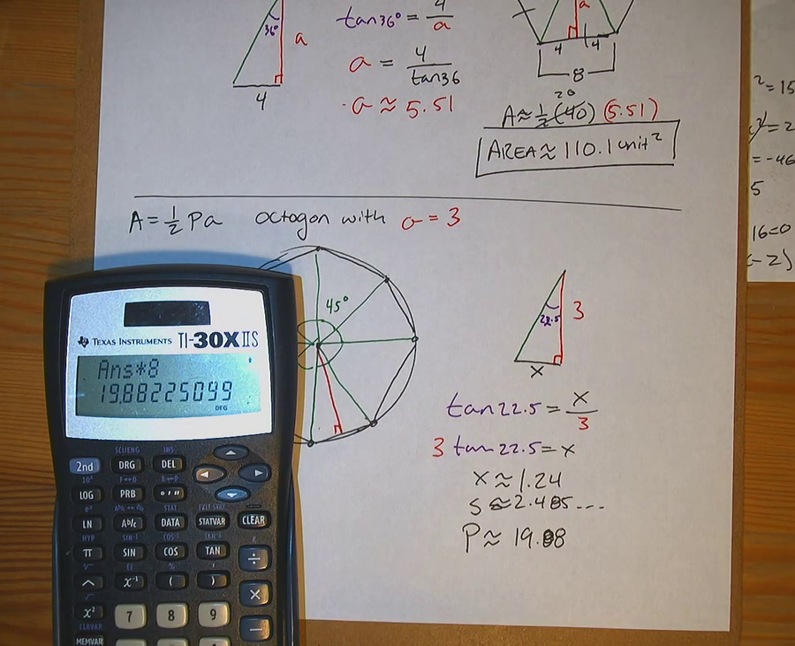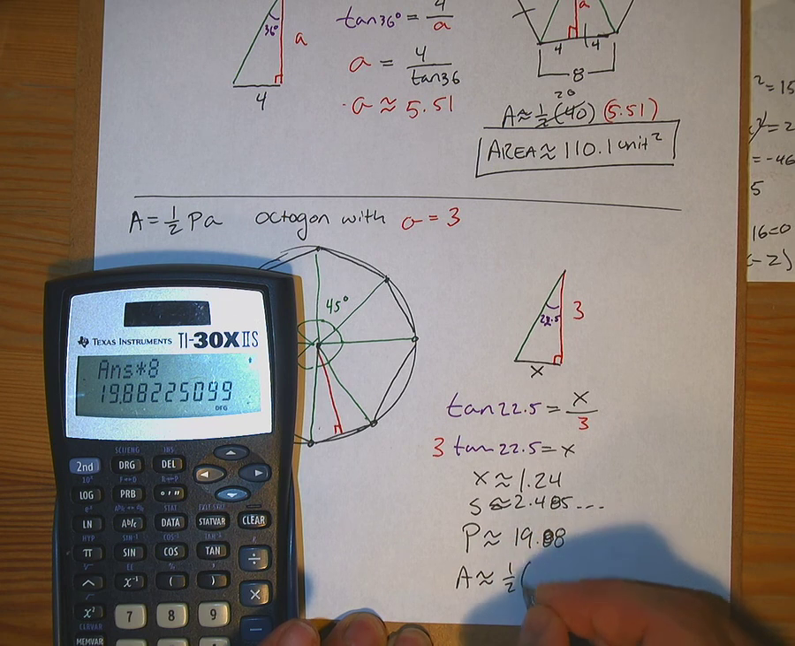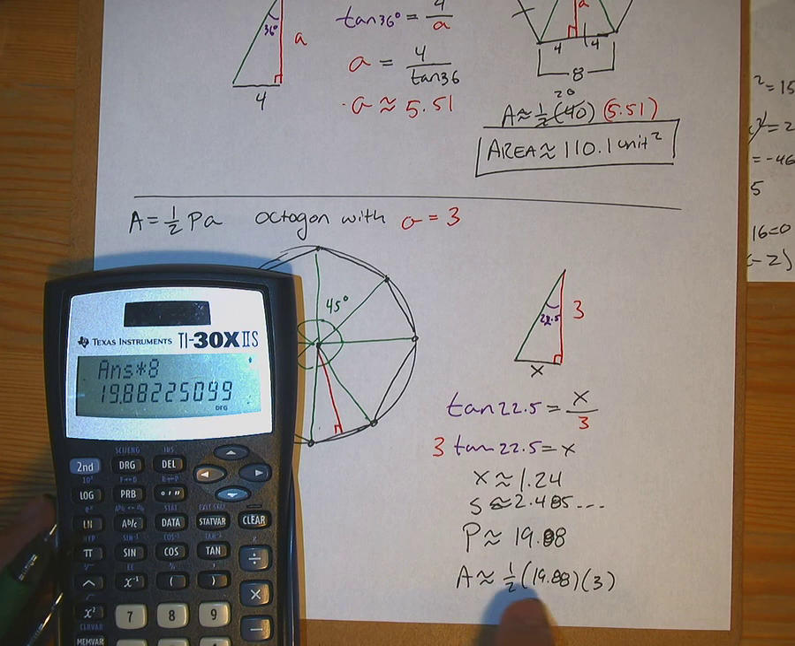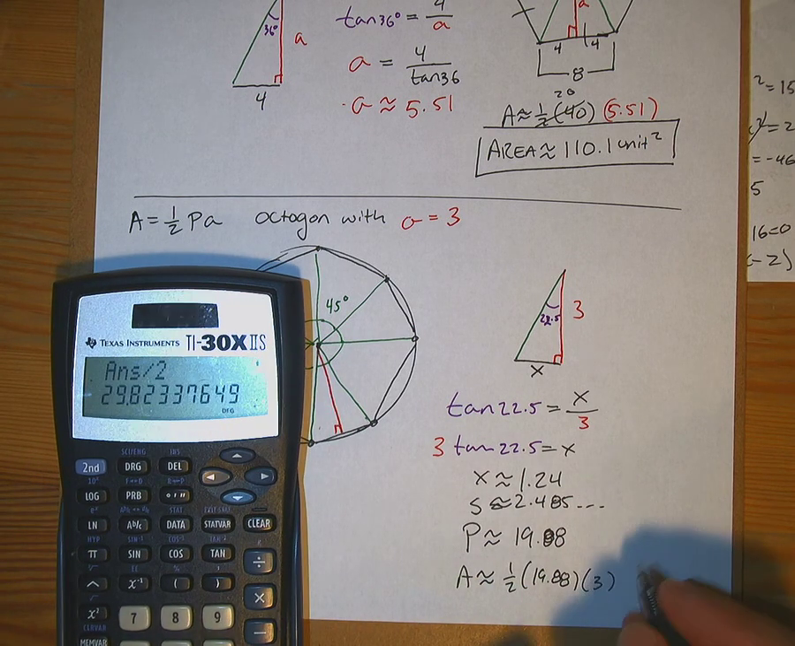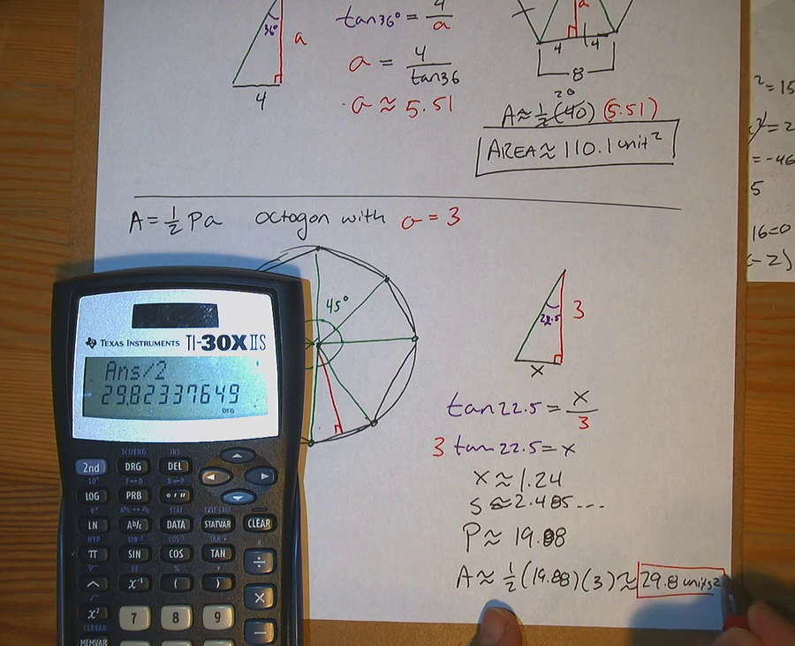And now I'm going to feed it into my formula for the area. The area will be approximately 1/2 of 19.88 times 3. And again, I'm going to keep going with the answer from my calculator, not what I've written down there. So I'm going to multiply this by 3 and divide by 2. And that's going to give me an answer of approximately 29.8 units squared. Again, I don't want to add any rounding errors in. So I want to keep my calculator with as much precision as possible.